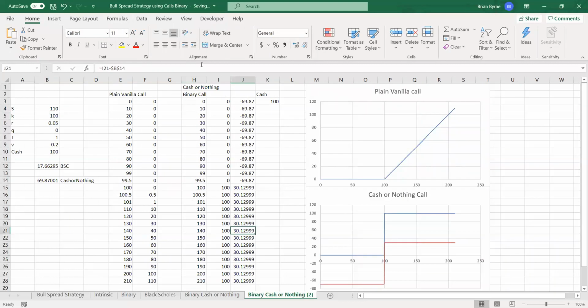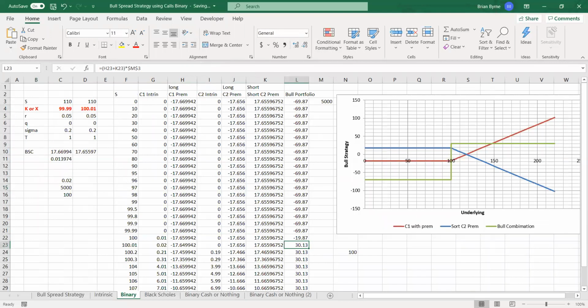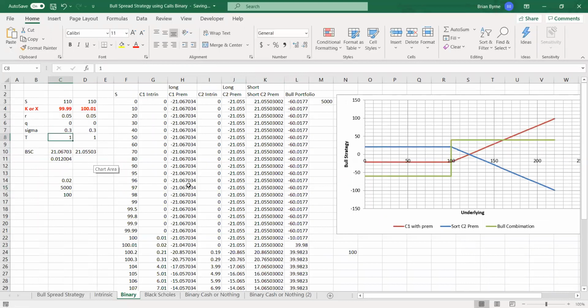Okay, again, 12.99 is approximately 13, right? And we can change the volatility perhaps. Let's change this to 0.3. We can look at the numbers here. We can go back to the binary option, change this to 0.3. Right? What do we find? We're getting the same numbers as the binary cash or nothing.